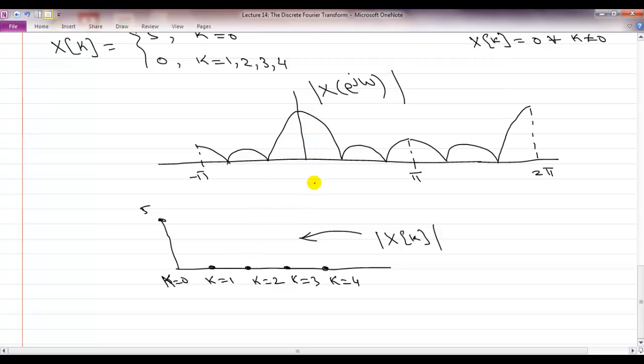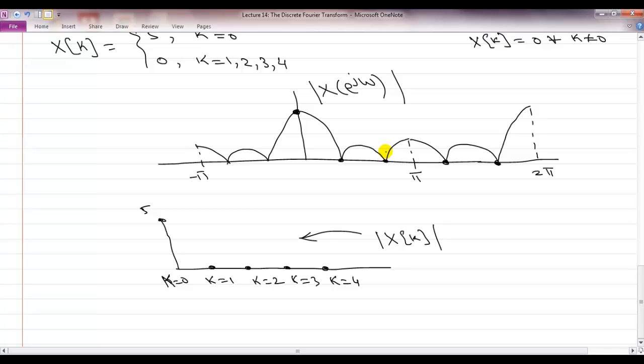because the samples that you are acquiring always landed on the locations where your DTFT was 0. Our second sample landed here. The next sample landed at this 0, the next sample landed at this 0, and then the next sample landed at this 0. So these were the samples that we had gotten.